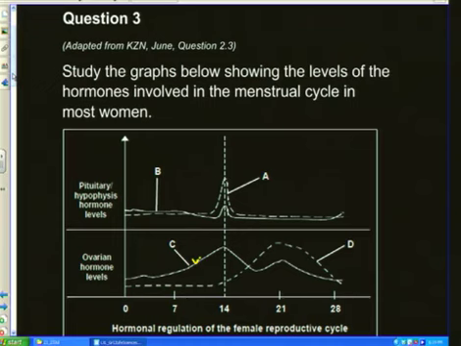Welcome back from the break. Let's not waste any more time and get straight back to today's revision lesson. Study the graph. We're still busy with reproduction.